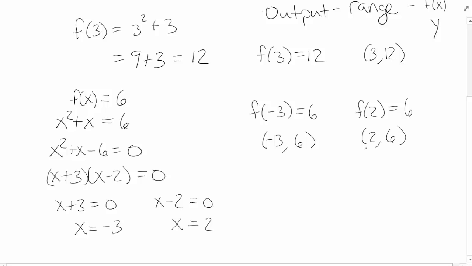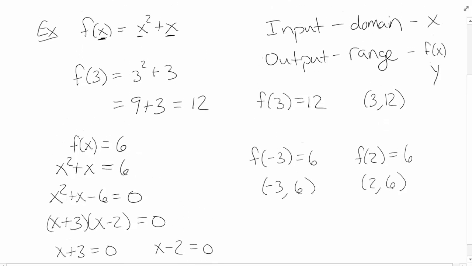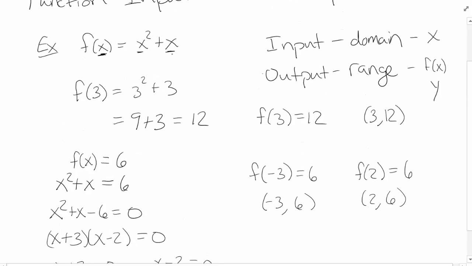If you want to check it, you can. Plugging 2 into my f function, that would give me 2 squared is 4 plus 2. Yep, that gives me 6. And then as well, negative 3 squared is a positive 9, plus a negative 3 also gets me back at 6. So that's an example of how function notation works, input versus output, and depending on which one you're given, how to find the other.